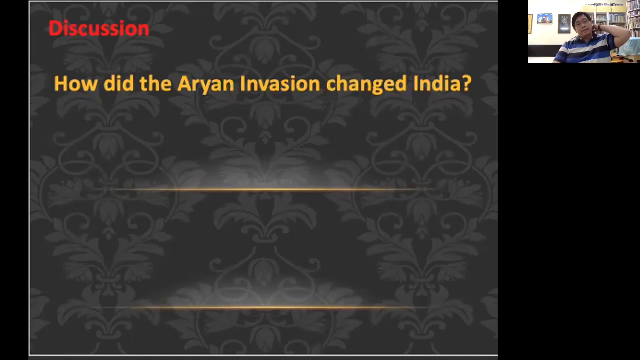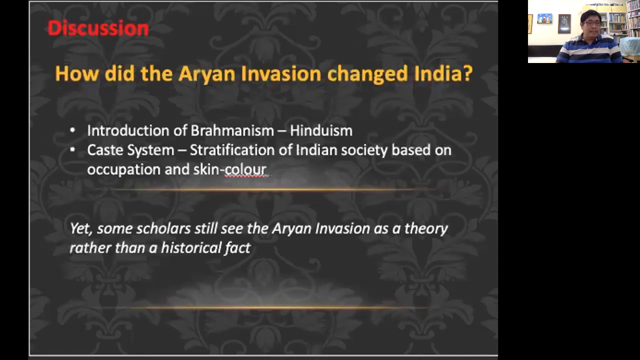Yes, correct. But you see, you have two groups of people. One is fairer, one is darker. So the fairer skin will push the darker skin down. Of course, eventually there is some intermarriage between them. What you will notice is, of course, as we have talked about just now, the introduction of a new religion. Hinduism will come about in this process of the Aryan invasion.